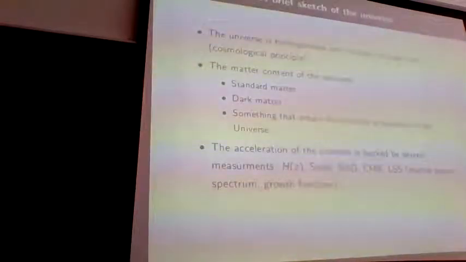Briefly, as we all know, under the assumption that the universe is homogeneous and isotropic, which seems to be the case, nowadays only 4% of the content corresponds to standard matter, which we are made of, and the rest is dark in the sense that we don't observe it directly.